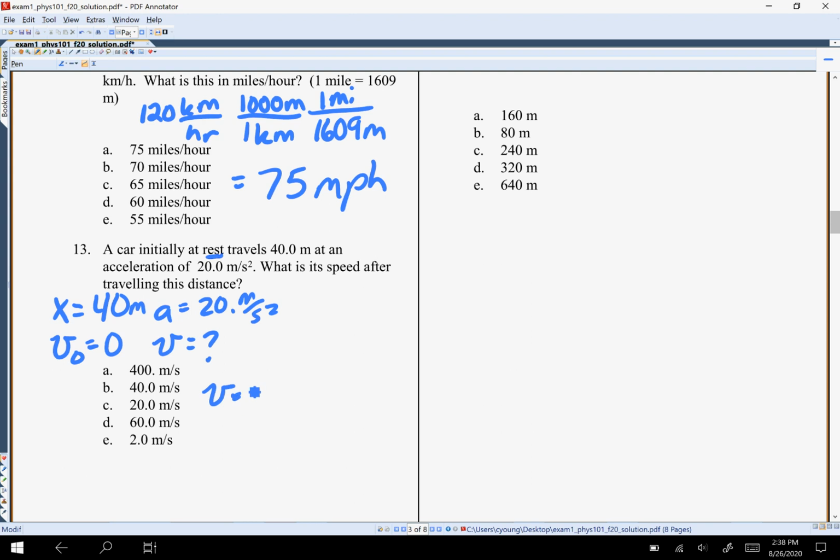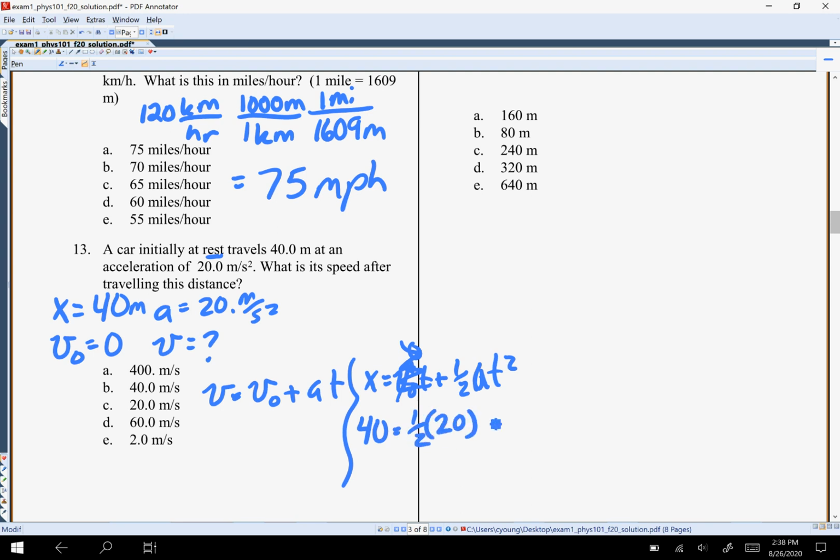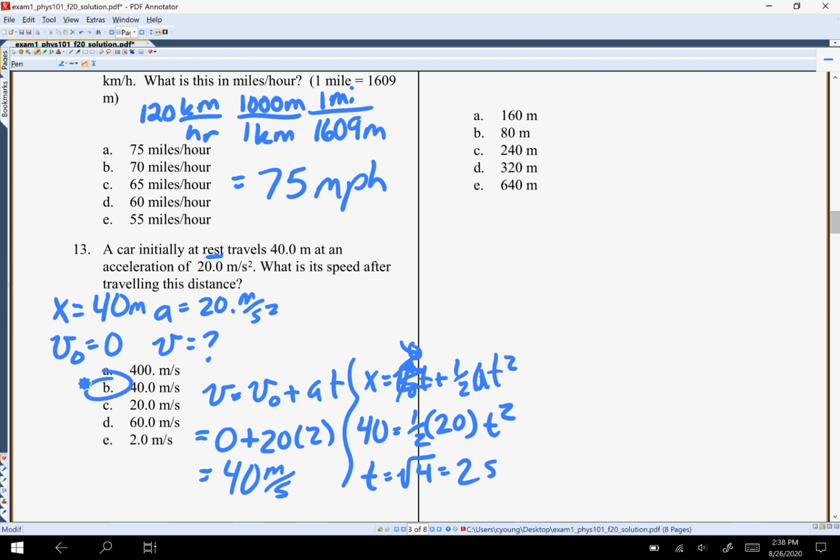I know that to find that speed, I have to say v0 plus at, and I know the acceleration, but I don't know the time. So I need to figure out the time. But I know that x is equal to v0 t plus 1/2 at squared. v0 is 0, so this whole term just goes away, and I have 40 equals 1/2 of 20, that's my acceleration, times t squared. So t is equal to the square root of 4, which is equal to 2 seconds. So I have a time of 2 seconds, so my v is going to be equal to 0 plus my acceleration, which is 20 times 2 seconds, or 40 meters per second. So B is the right answer for number 13.